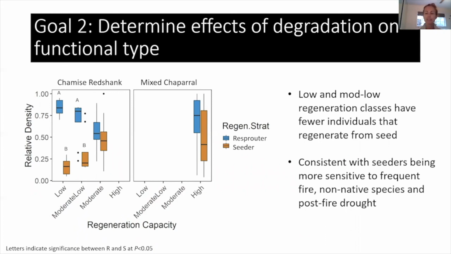So this finding is consistent with the idea that cedars are more sensitive to factors leading to degradation, like frequent fire, the abundance of non-native species, as well as post-fire drought, than the resprouters that they coexist with.